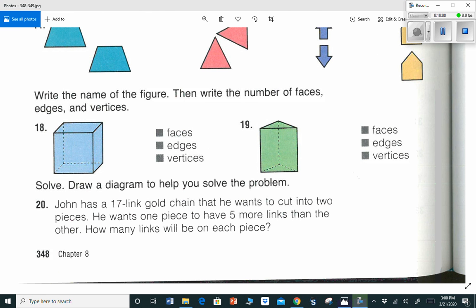Okay, and then we're supposed to find faces, edges, and vertices again. This one is a rectangular prism. The faces are the flat surfaces. You've got a bottom and a top. That's 2. You got a front and a back. That's 2. And you got a right side and a left side. That's 2 more. Makes 6 faces.